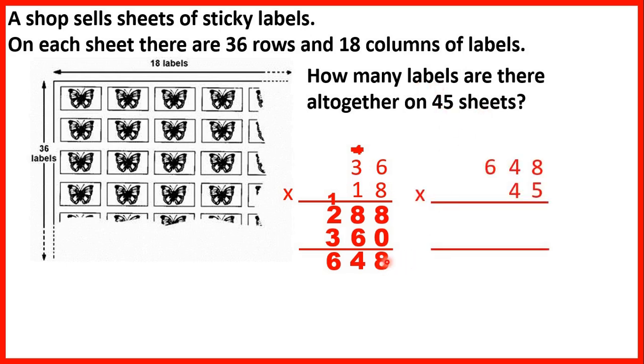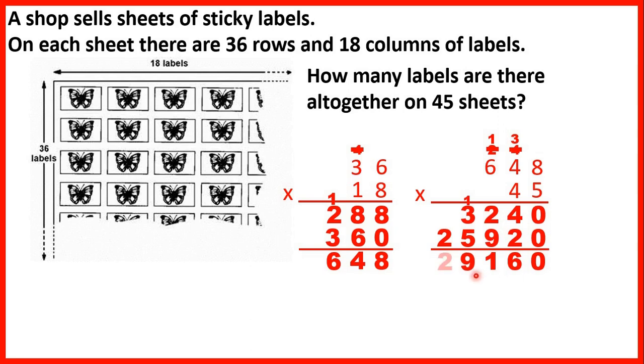But we want the number of labels on 45 sheets. So we need to multiply that number by 45. Again, we can use column multiplication, and that gives us 29,160.